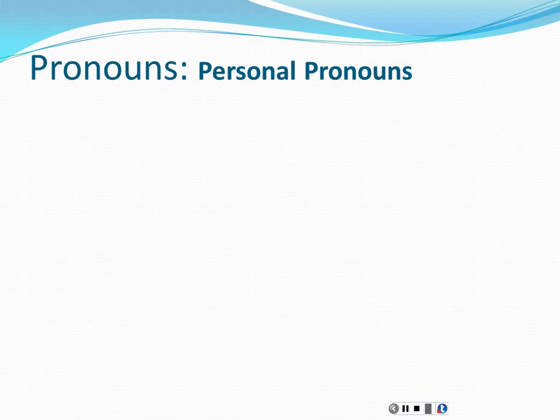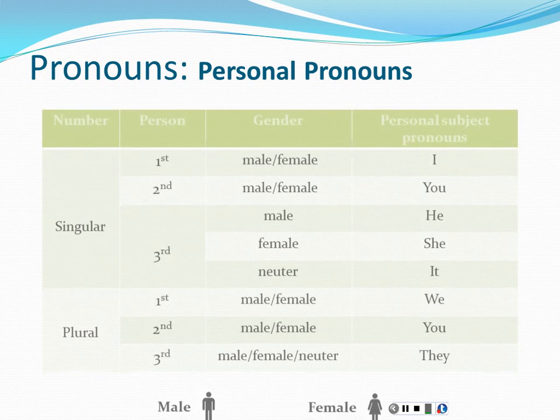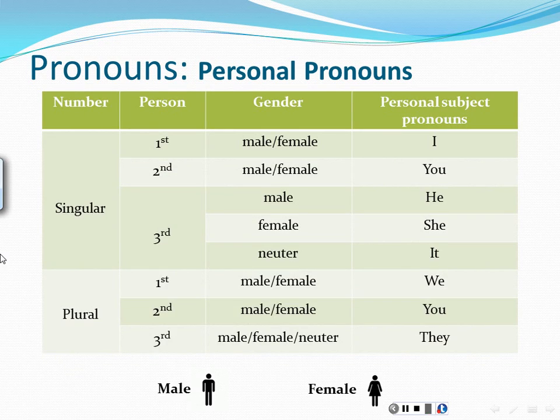So let's see all the personal pronouns before we have the examples. Let's see the table. Here we have the number. Is it singular or plural? Do we use it for singular or do we use it for plural? هل نستخدم هذا الضمير للمفرد أو للجمع؟ Here the number, العدد. Person, هل هو first person, second person or third person? What do we mean by first person? What do we mean by second person? And what do we mean by third person?